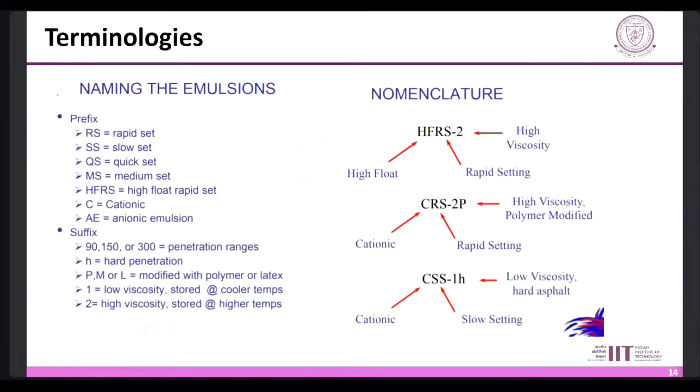That number, like RS1, RS2, denotes the viscosity of the binder. And if P is written, it means the binder which we have used for making the emulsion is a polymer modified asphalt binder.